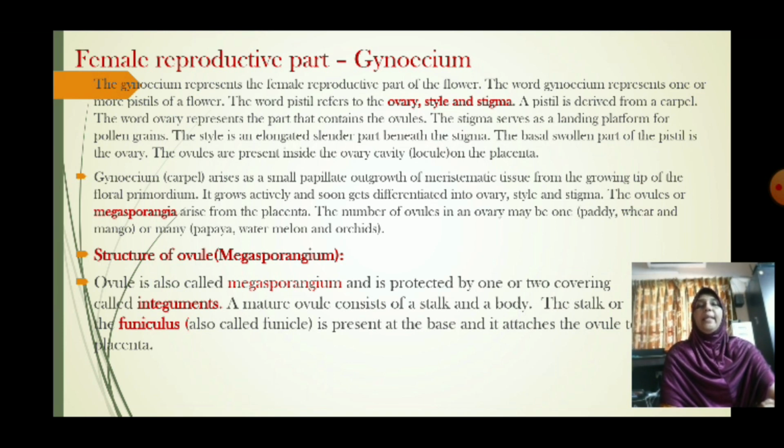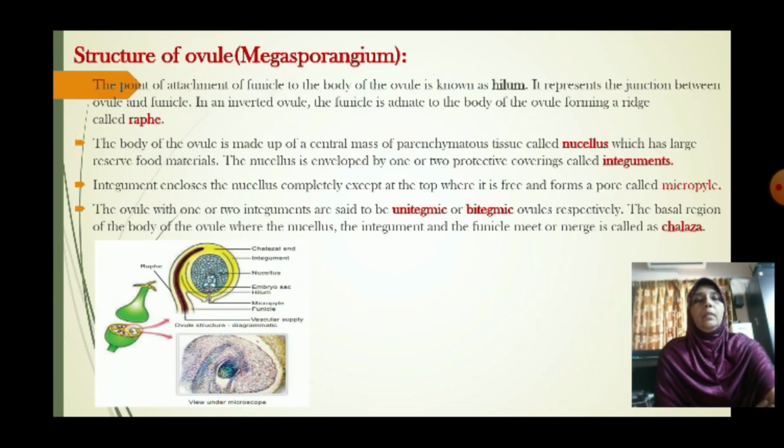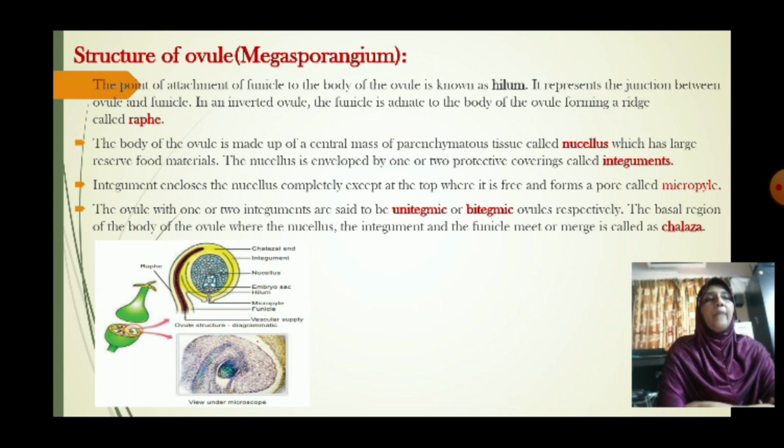Structure of the ovule: the megasporangium is produced by one or two coverings called integuments. A mature ovule consists of a stalk and a body. The stalk or the funiculus is present at the base and it attaches the ovule to the placenta. The next one is the point of attachment of the funicle to the body of the ovule, which we call the hilum. It represents the junction between the ovule and funicle.